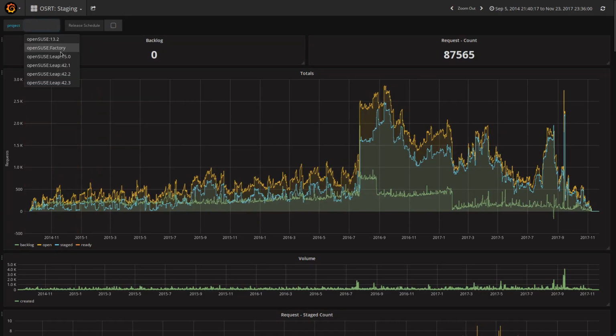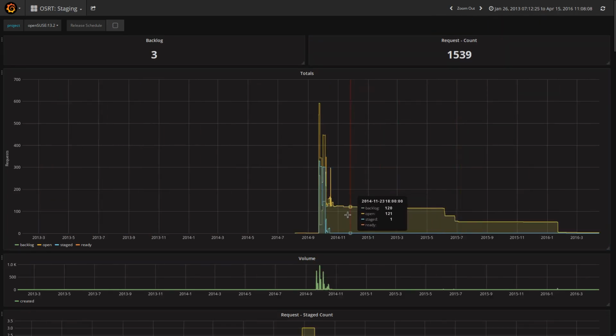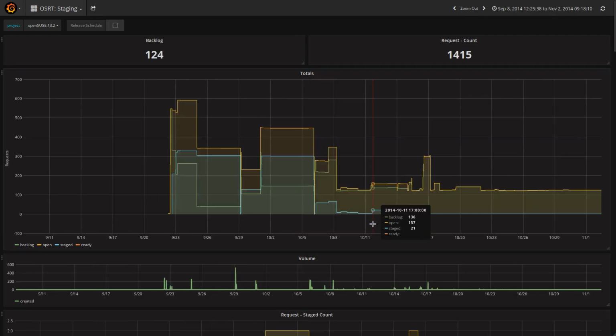And while we're here, we can take a look at, say, the 13.2 cycle. These are kind of interesting to see because I assume this stuff is just requests that got left open for a while and not cleaned up, but the actual development window is much more condensed and done in big batches than it is now. My understanding is that's because pretty much all the work was done in factory and then just copied over to 13.2. So the development window as OBS sees it is much shorter.